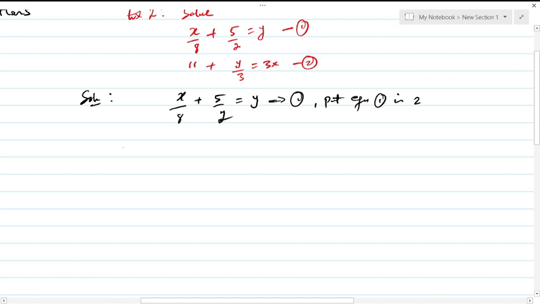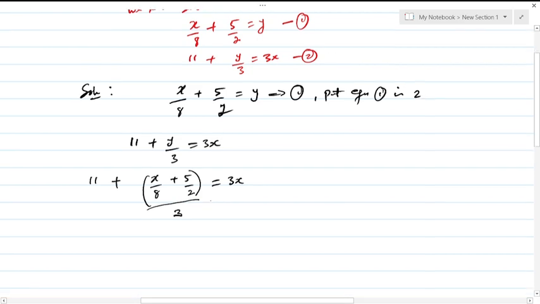All right. So in equation 2 now I have 11 plus y over 3 equals 3x. So instead of this y, I'll put this old value and drop it inside that y. So by that, I'm going to have 11 plus what we have in that y, that is x over 8 plus 5 over 2. Don't forget, this is y over 3, that is everything here over 3 is equal to 36. You don't need to scale, it's very, very simple to solve.